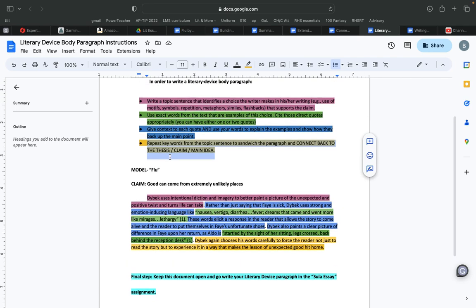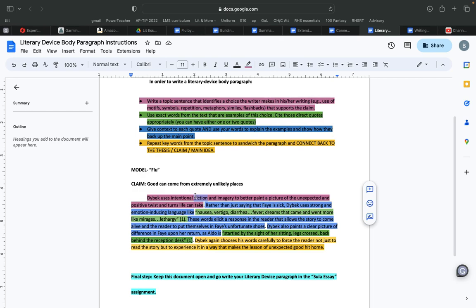Here's my example. Topic sentence. Dybeck uses intentional language and imagery to better paint a picture of the unexpected and positive twists and turns life can take. So I tell you right now, you already know that my main idea is about how life is good, but sometimes unexpectedly. Here are the two things that I chose: diction and imagery. Imagery is the way that the author paints a picture. Diction means the words, the intentional words and language that the author chooses to use.